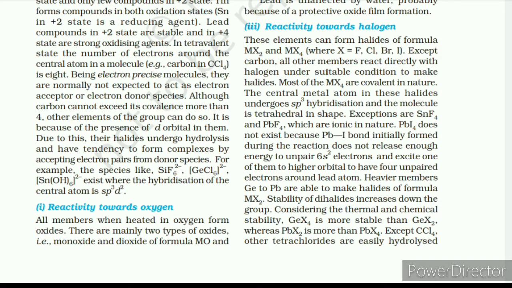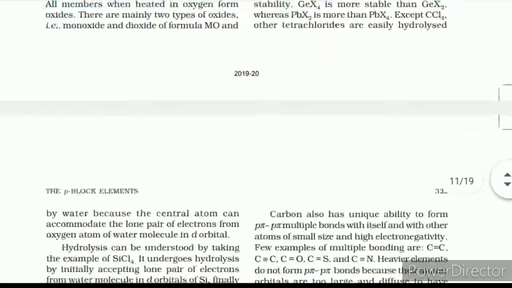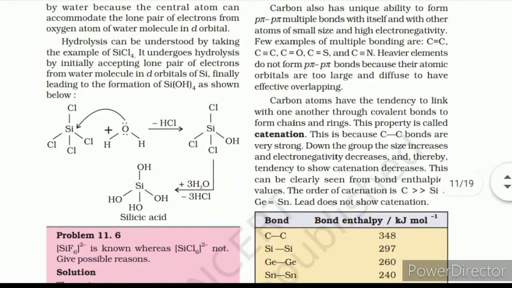Problem 11.6. SiF6(2-) is known whereas SiCl6(2-) is not. Give possible reasons. Solution. The main reasons are: number 1, 6 large chloride ions cannot be accommodated around Si4+ due to limitation of its size. Number 2, interaction between lone pair of chloride ion and Si4+ ion is not very strong.